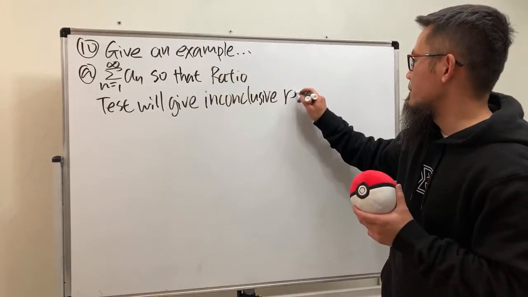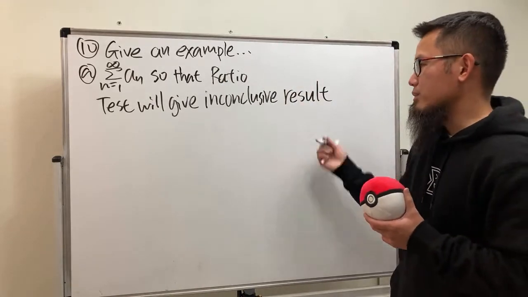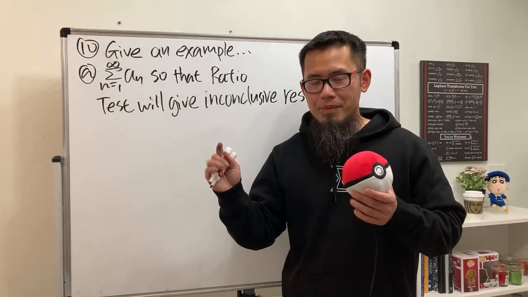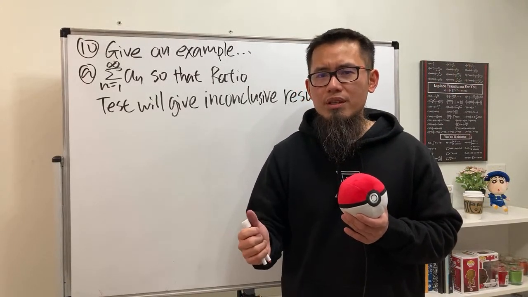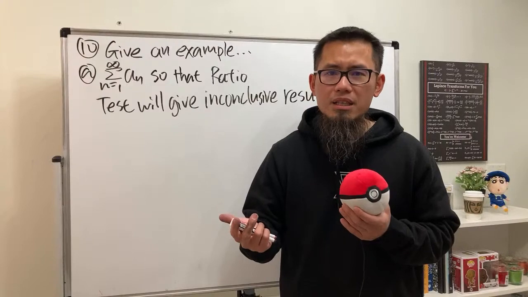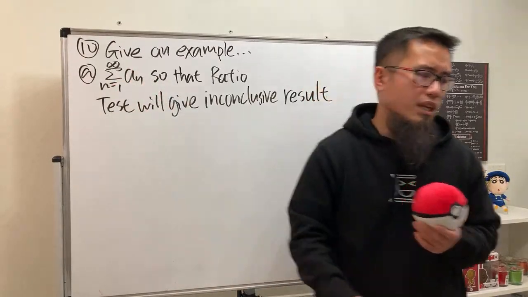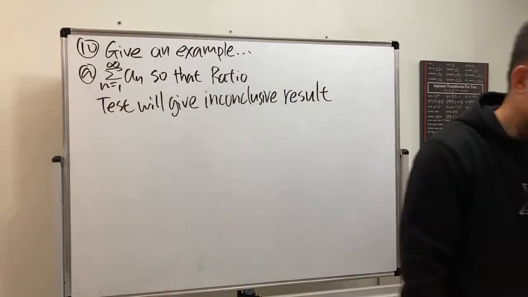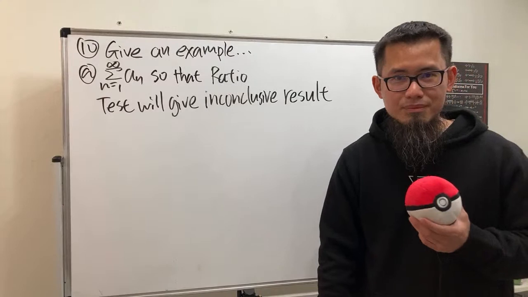Let me just put that down here. I was trying to do part B here, but I don't think so. But anyway, have you ever wondered why sometimes the ratio test just doesn't work? Give me an example for that. An example of a series where the ratio test cannot work. Much harder, huh?